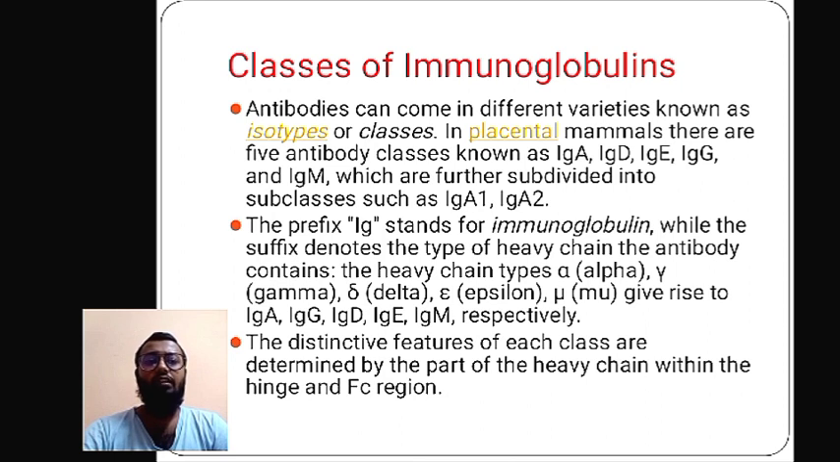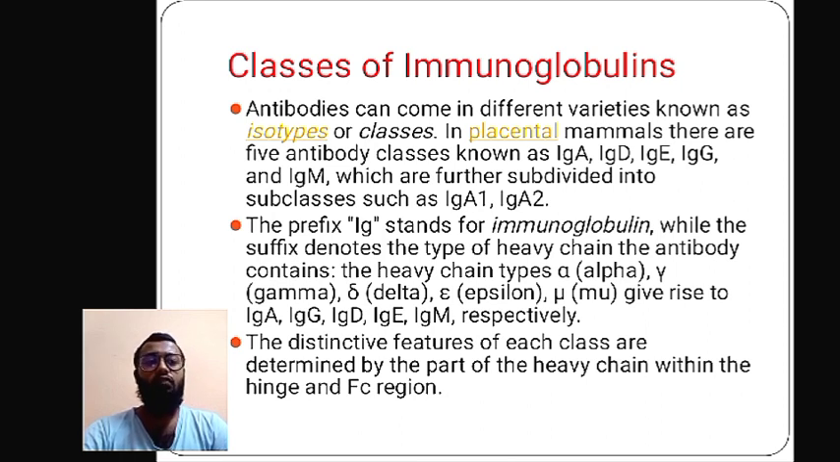And the prefix Ig stands for immunoglobulin, while the suffix denotes the heavy chain of the antibody. We studied the structure of the antibody in an earlier video. So an antibody consists of light chains and heavy chains. The heavy chain consists of various regions, alpha region, gamma region, delta region, epsilon region, and on the basis of this heavy chain the immunoglobulin is named, which is IgG, A, D, etc.